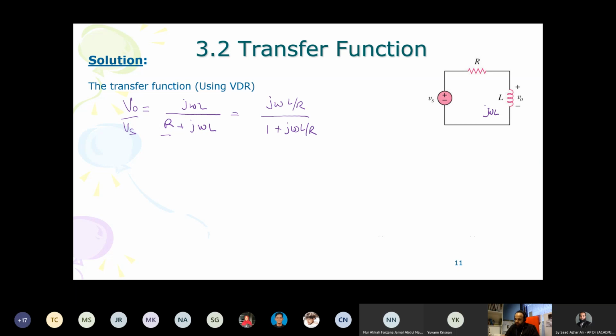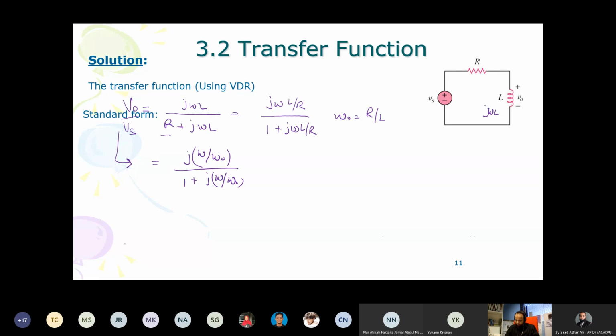Just like the previous one, I'm trying to bring omega naught in as the ratio for omega, so omega naught equals R upon L. This is just to make things easier later on for plotting and everything. So it will become j omega upon omega naught, over 1 plus j omega upon omega naught. This is the standard form. We normally call it standard form.